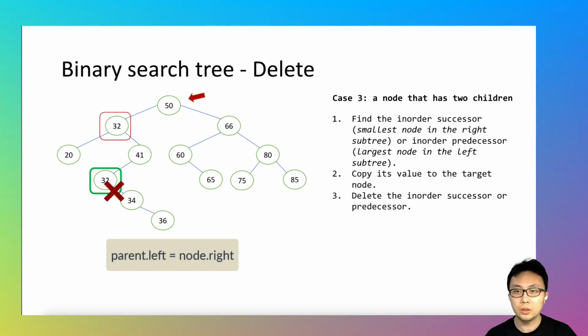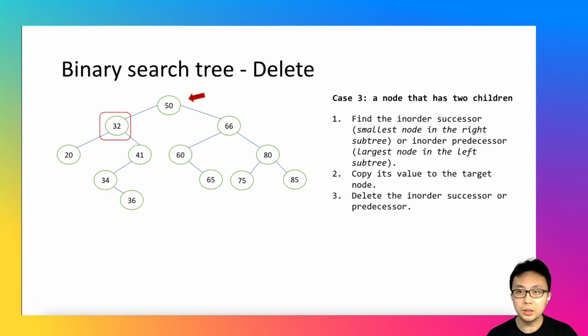Node 32 is the left child of node 41, and node 32 only has a single child, which is the node 34. So we will adjust the left child reference of node 41 to node 34, like this. Now you have completed the deletion of the node 32. These are the 2 examples of how the steps of case 3 are carried out.